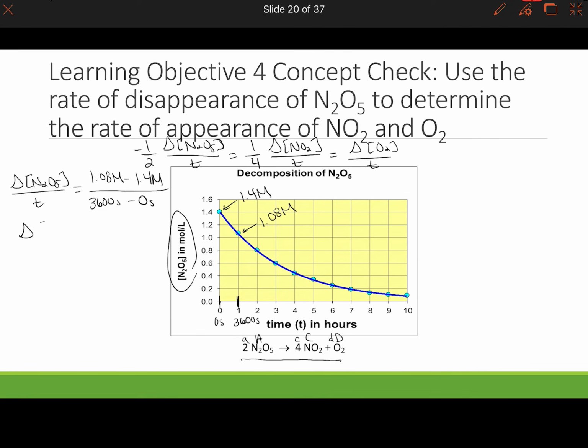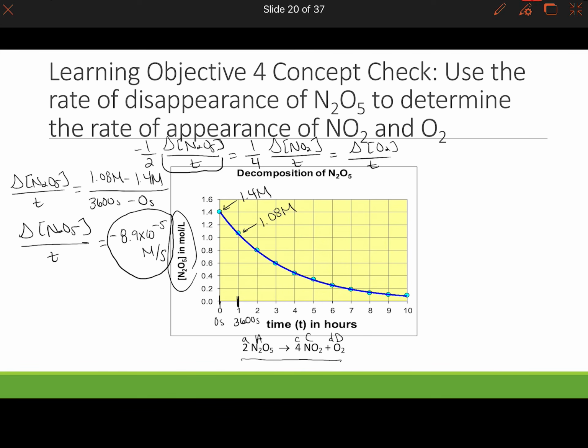So our rate of disappearance of N2O5 is equal to negative 8.9 times 10 to the negative 5 molarity over seconds. And now this value can be placed into this portion of this equation, and we could solve for any of the rest of them. Okay?